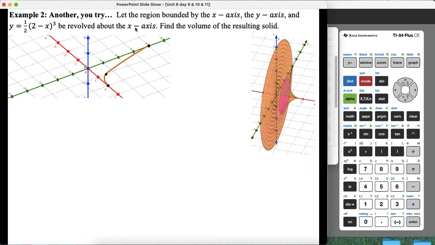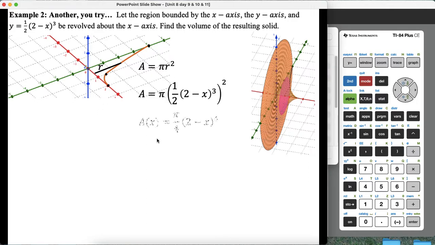Since I'm going about the x-axis, my radius is from the x-axis out to that function. There's my radius, which means my radius is just the function value. Because I know I'm going to get circular cross-sections, we know the area function is just pi r squared. So I'm going to put the function in for the radius. I'm going to do a little simplifying here, and that's my area function.